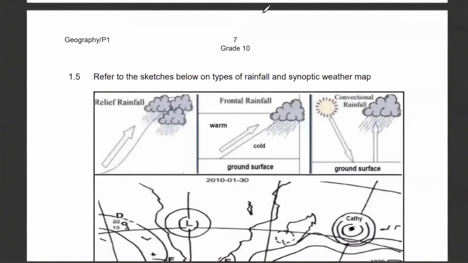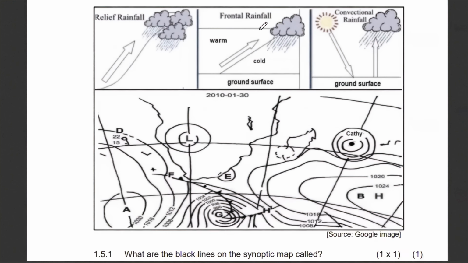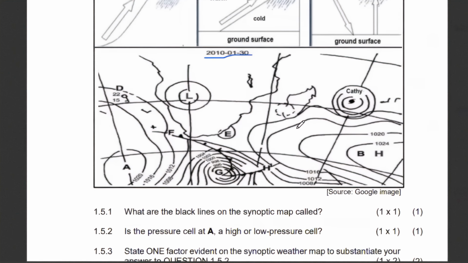Right, let's go to number 1.5. Refer to the sketches below on types of rainfall and synoptic weather map. Right, there's relief, frontal, convectional, and also there's our synoptic map. The date is here, 2010, January 30. Right, and we have these weather systems. This is a tropical cyclone, and this is a mid-latitude cyclone with a cold front and a warm front, and then this is an anticyclone, and also this is another anticyclone, and this is the interior, the South African subcontinent is here, and we have a weather station on this part here.